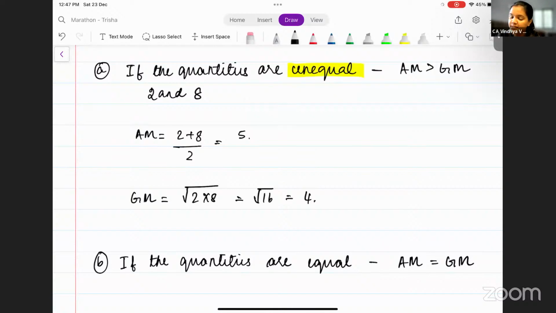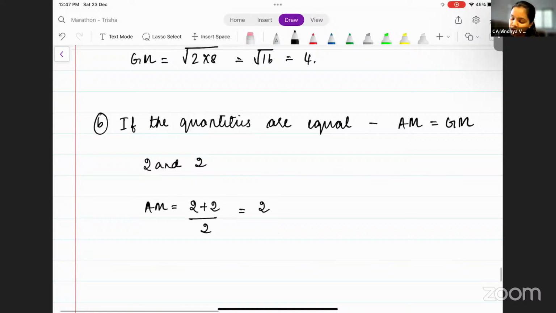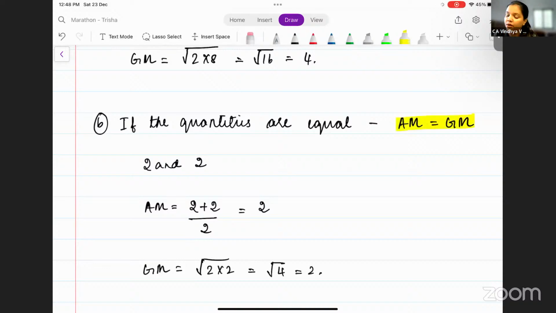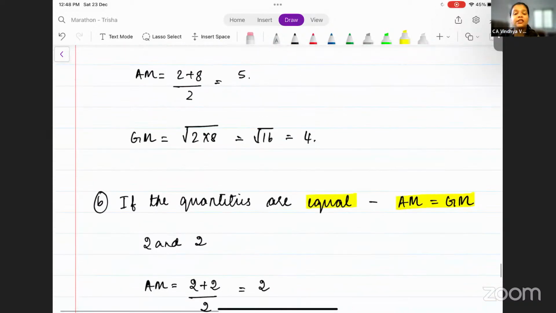Next, when the quantities are equal. What do you mean by when the quantities are equal? For example, let's say 2 and 2. What is the arithmetic mean? 2, correct? And what is the geometric mean? Square root of 2 into 2, square root of 4, which is equal to 2. So can I say the arithmetic mean and geometric mean are equal to each other? So when the quantities are unequal, the arithmetic mean is greater than the geometric mean. And when the quantities are equal, the arithmetic mean and geometric mean are equal to each other.